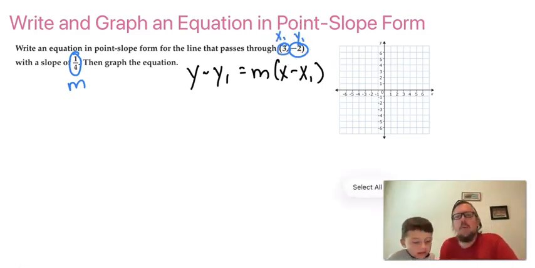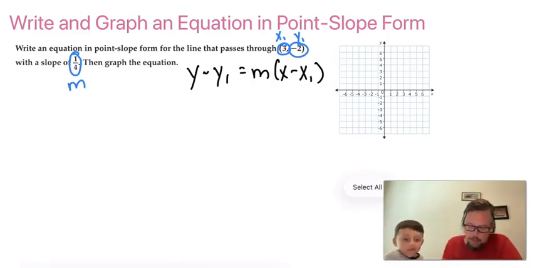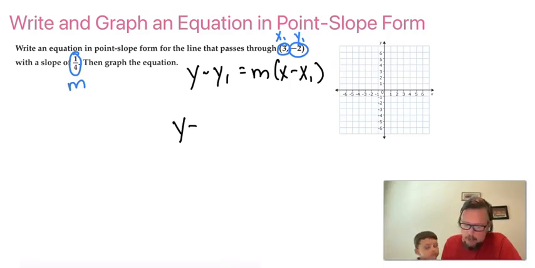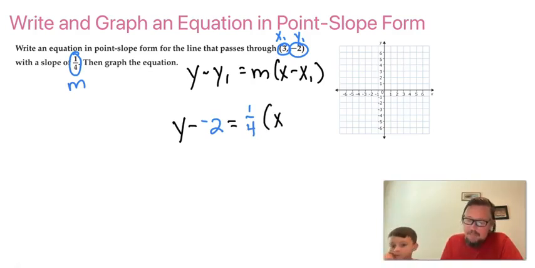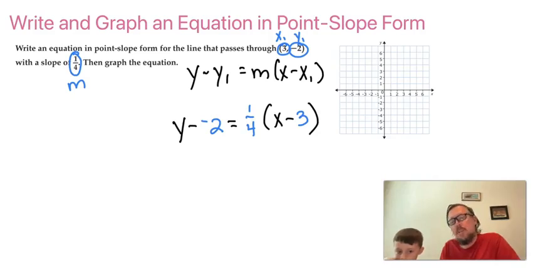Okay. So, still going to have a y and an x in it when we're done. So here's what we're going to do. We're going to do y minus, and then we're going to put our y coordinate in, which was -2. Equals, and we're going to put in our slope, which is 1/4, and then in parentheses, x minus our x coordinate, which is 3. And there's our equation in point-slope form.